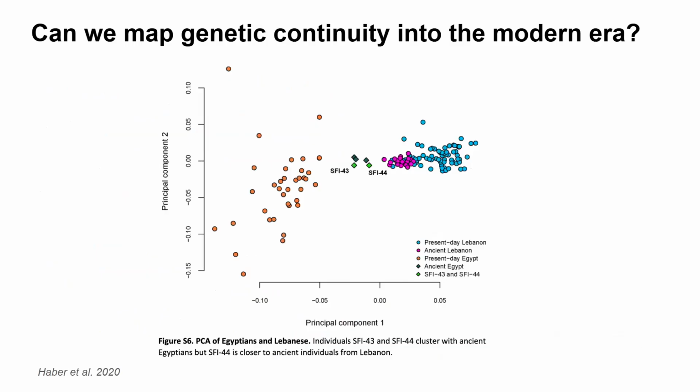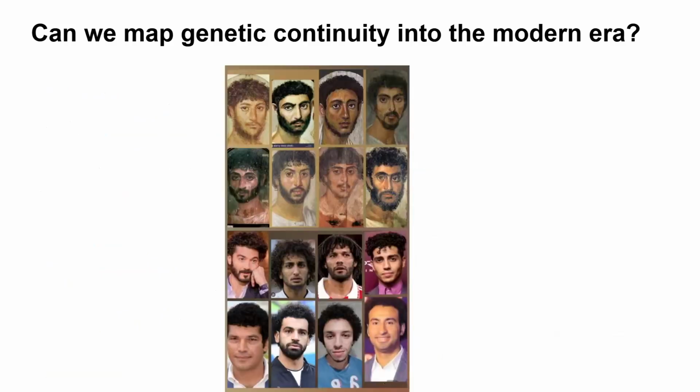And again, here's a chart. So we see that whenever you plot the ancient samples, they cluster more towards the Levantine samples, although they're pretty close to ancient Egypt or to modern Egypt. And yeah, here we go. So modern Egyptians.